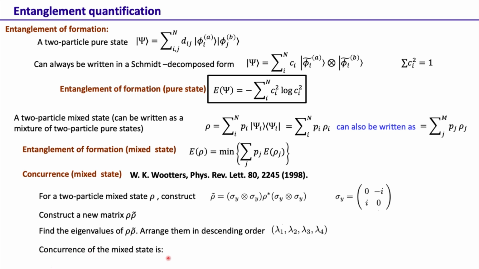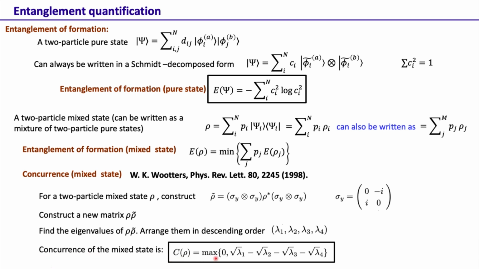The concurrence of the mixed state is then defined as the maximum of 0 and square root lambda 1 minus square root lambda 2 minus square root lambda 3 minus square root lambda 4. So it is whichever is the maximum of 0 or this quantity. Concurrence cannot be less than 0. This is just a newly defined term, but the concurrence here has a direct relation with what's called the entanglement of formation.